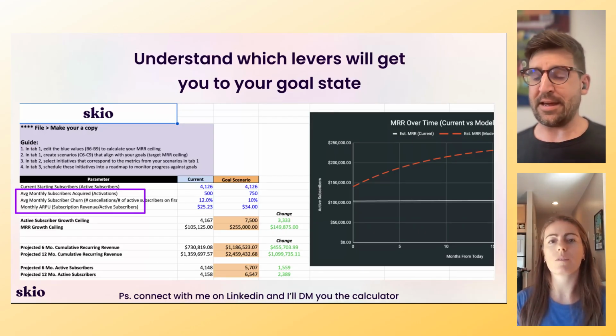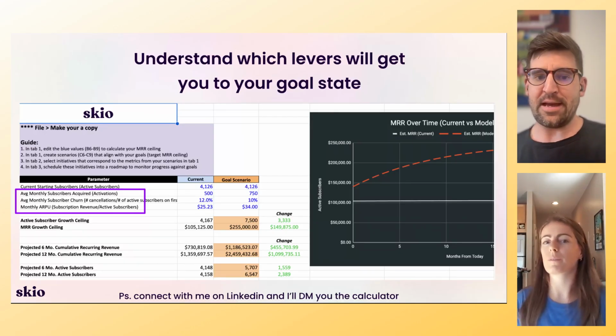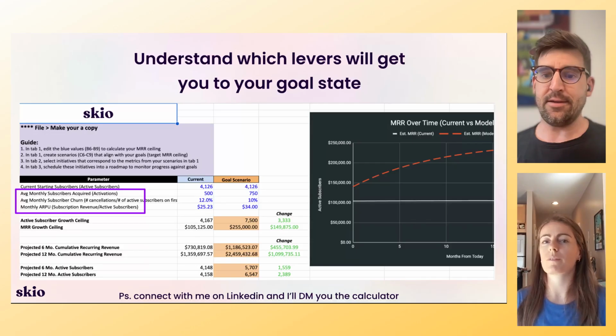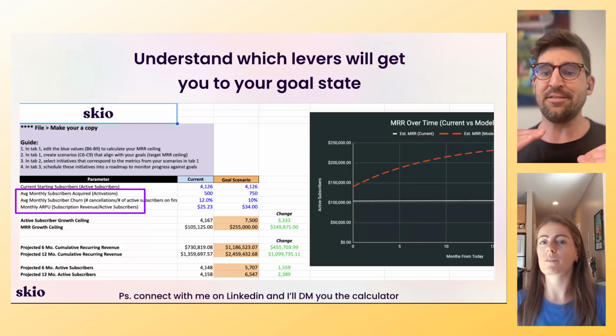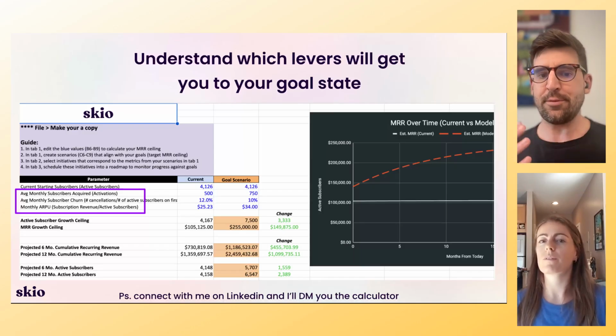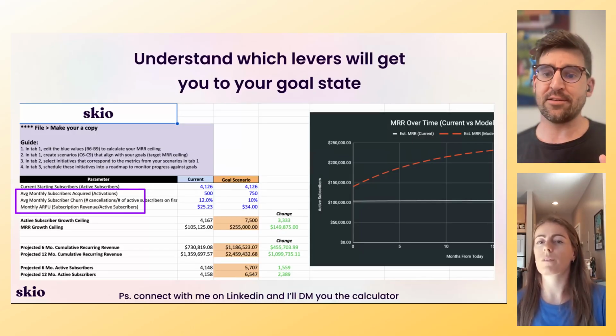So right now, that line is effectively flat. That means the churn and the number of new subscribers you're activating is kind of even, right? So to escape that, you either need to increase the number of subscribers that you're acquiring or decrease churn. So reduce the number of cancellations. You can take both approaches.